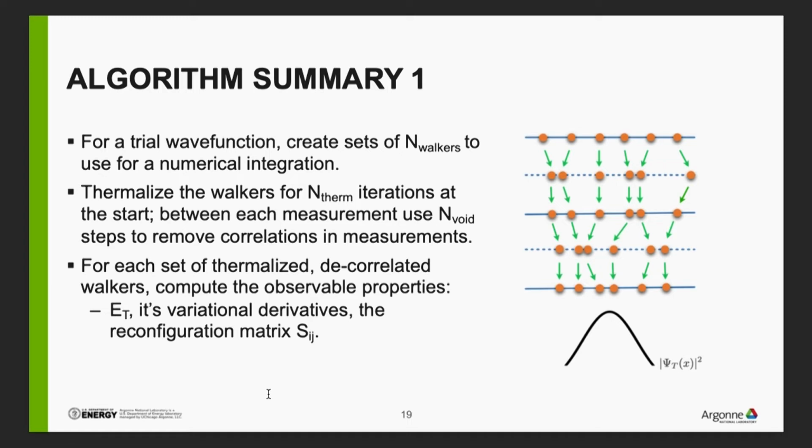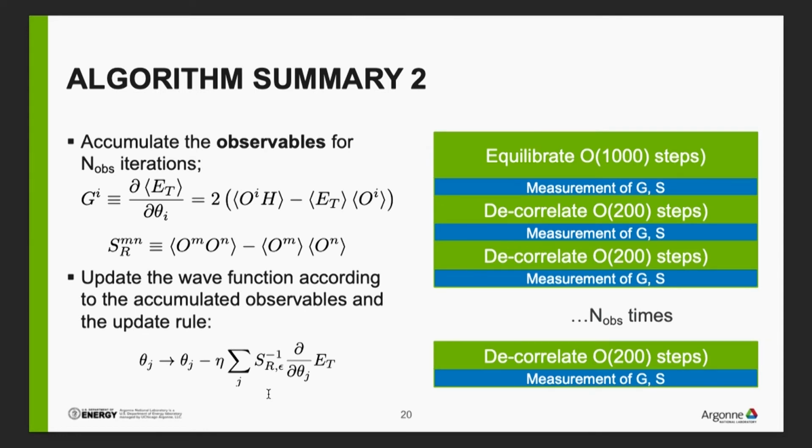Basically, you start with a number of points, pick them randomly, and go through this algorithm where you thermalize them to get to your probability distribution. From there, you calculate all your observable quantities: the local energy, its derivatives, and this reconfiguration matrix S. You accumulate those observables a bunch of times, so just one measurement isn't often enough. If you had a GPU with a terabyte of memory, you could probably do this in one pass, but we don't, so we usually do this a bunch of times.